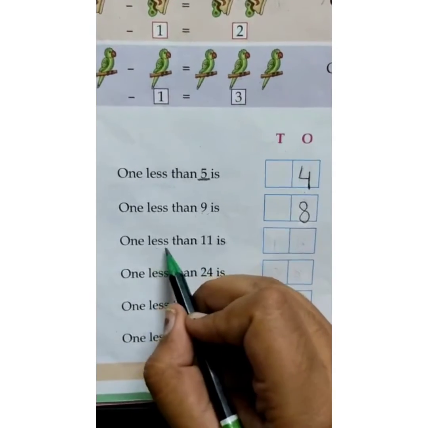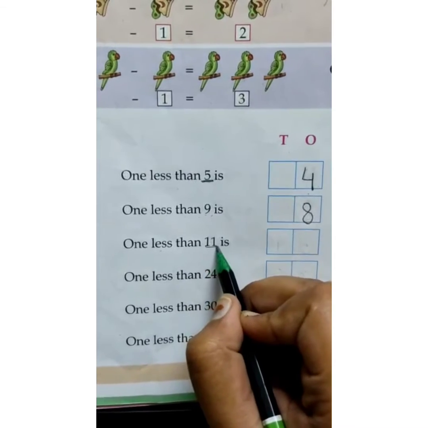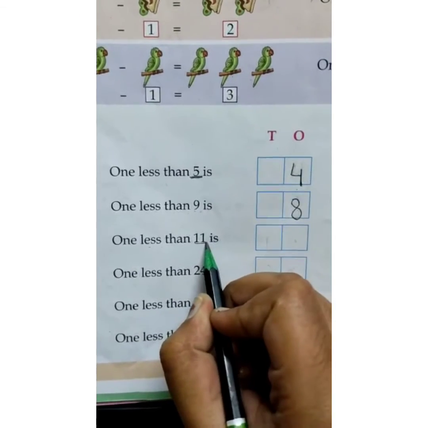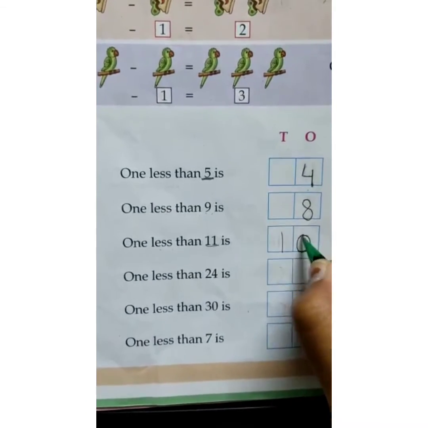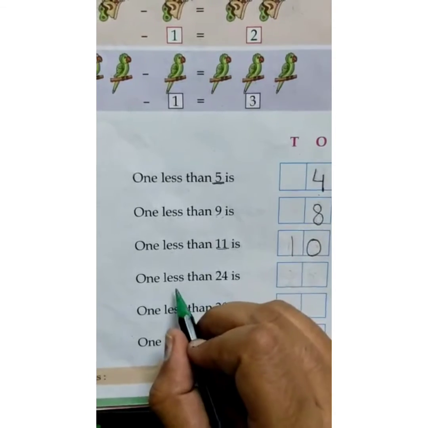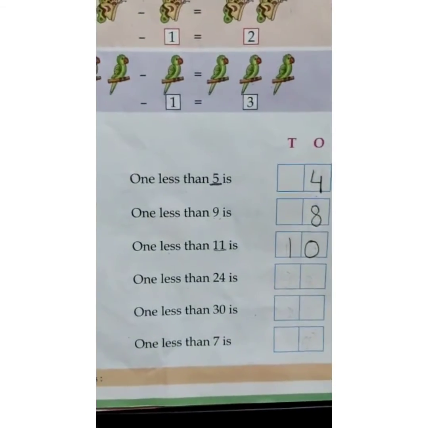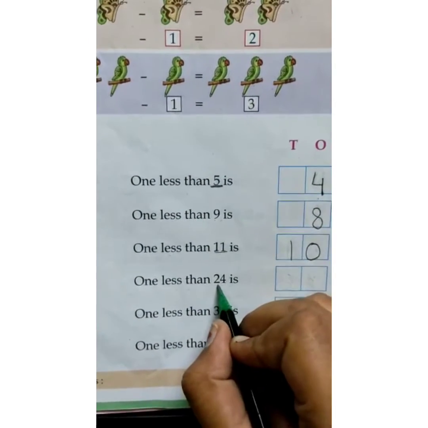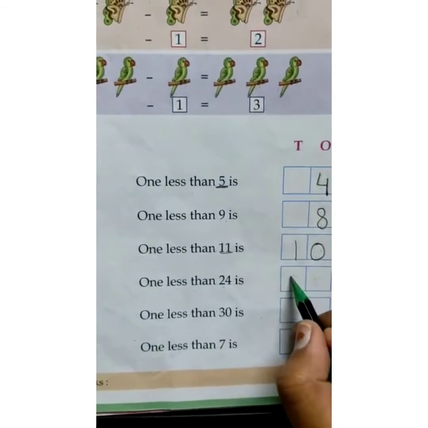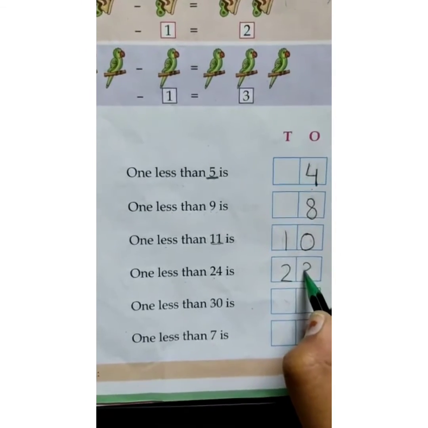Next, 1 less than 11 is, we have to subtract 1 from 11. 1 less than 11 is 10. Next, 1 less than 24 is, we have to subtract 1 from 24. So 24 minus 1 will be equal to 23. 1 less than 24 is 23.